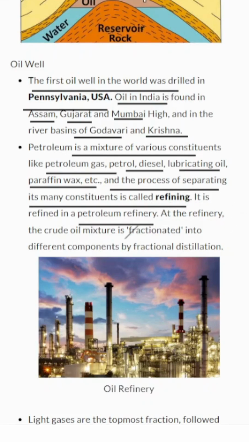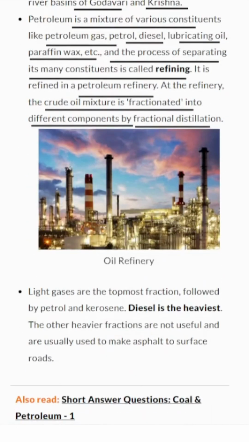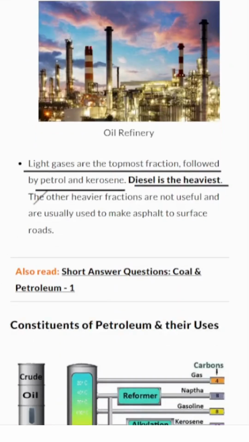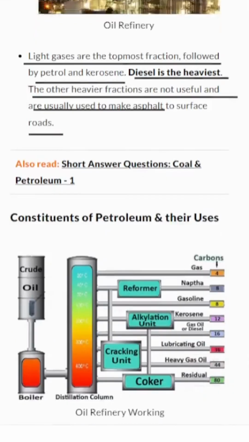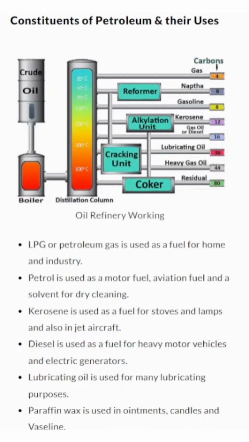The refining process involves fractional distillation, where the crude oil mixture is separated into different components based on their boiling points. Light gases are the topmost fraction, followed by petrol, kerosene, and diesel. The heavier fractions are typically used to make asphalt for road surfacing. Now, let's explore the diverse uses of the various constituents of petroleum.